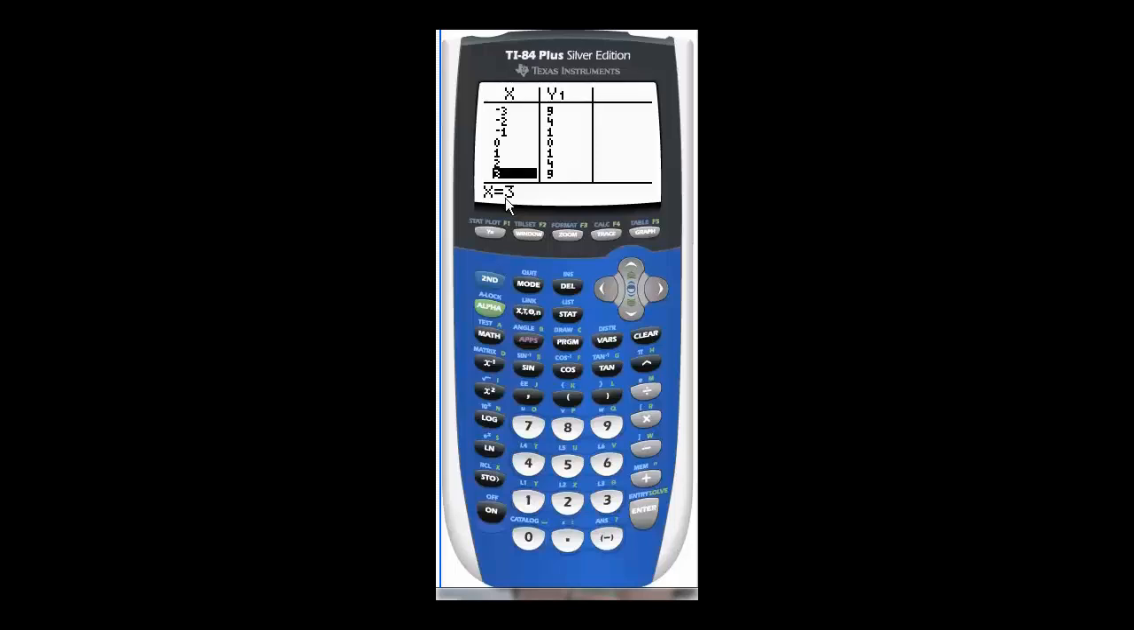So let's look at our table setup. That's right above the window key, so we're going to go to second window, which is table setup. And you can pick where you want your table to start. So if I wanted to know what is y when x is 17, maybe I don't want to have to click down until I get to 17. I can tell it to start when x is 17.